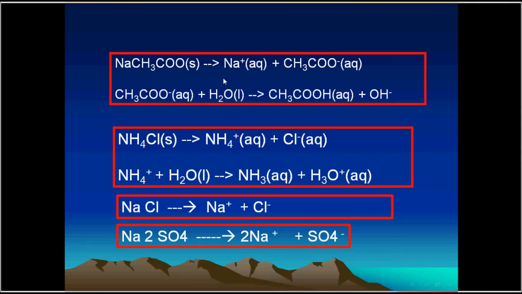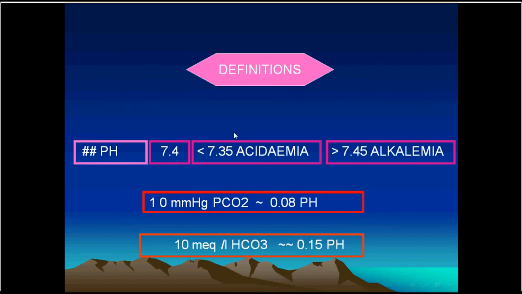Again, this is sodium acetate: sodium and acetate. Acetate will react with water to give acetic acid and hydroxide groups, which is alkaline. Ammonium chloride: the ammonium will react with water to give you ammonia and hydronium. This is acidic. Sodium chloride is pH 7, as it dissociates completely into sodium and chloride. Sodium sulfate also has pH 7 because it dissociates completely into sodium and sulfate. You should keep this in mind while you are dealing with that.